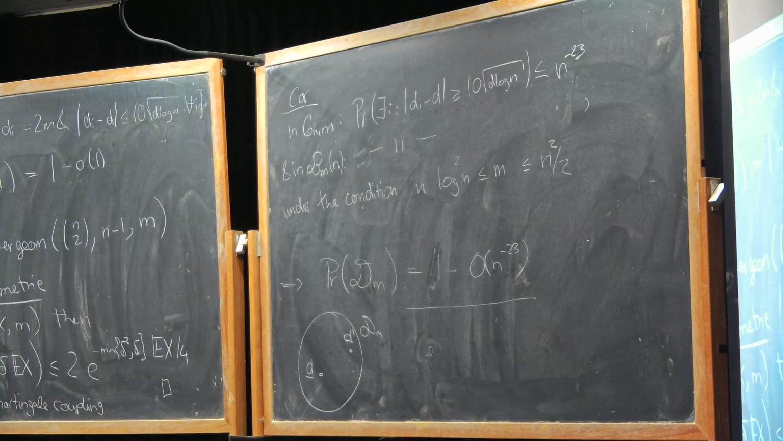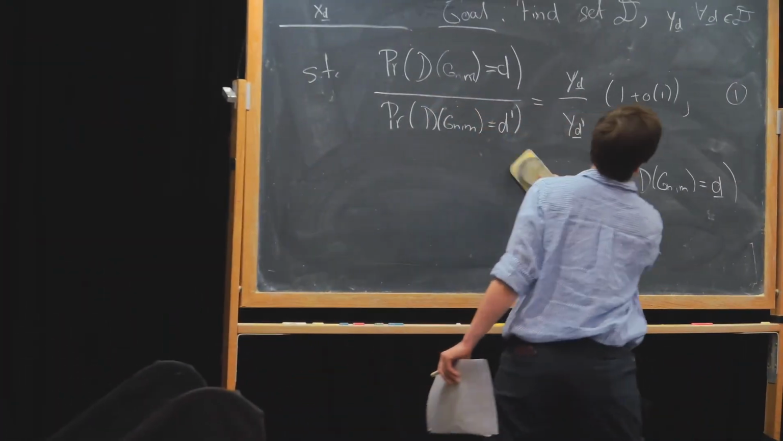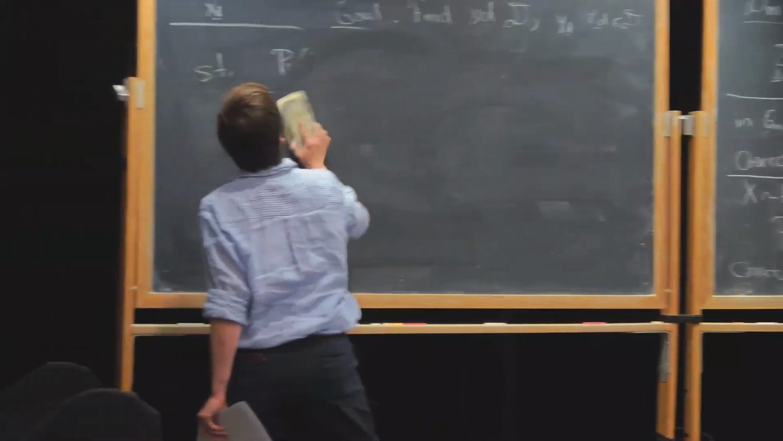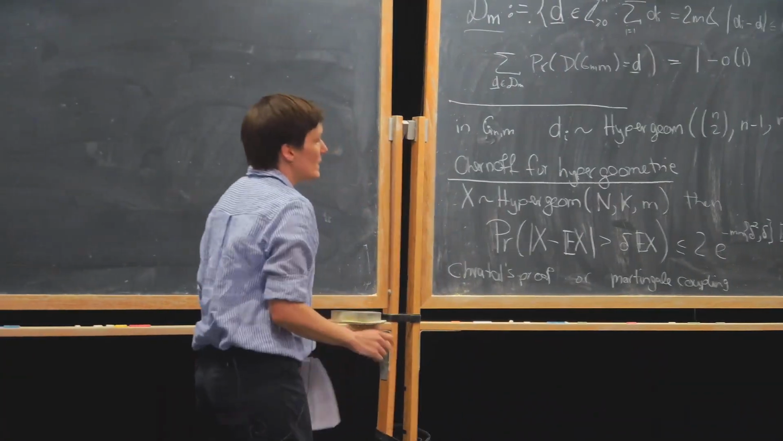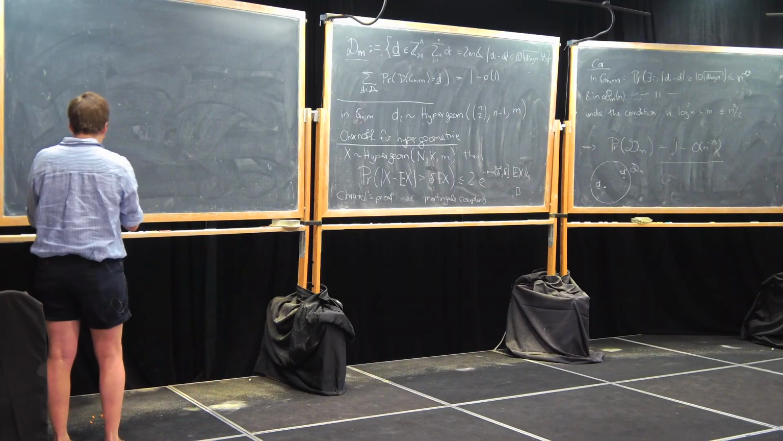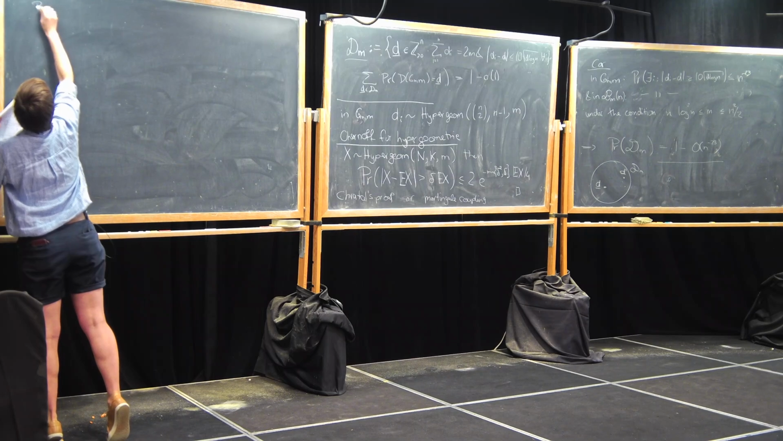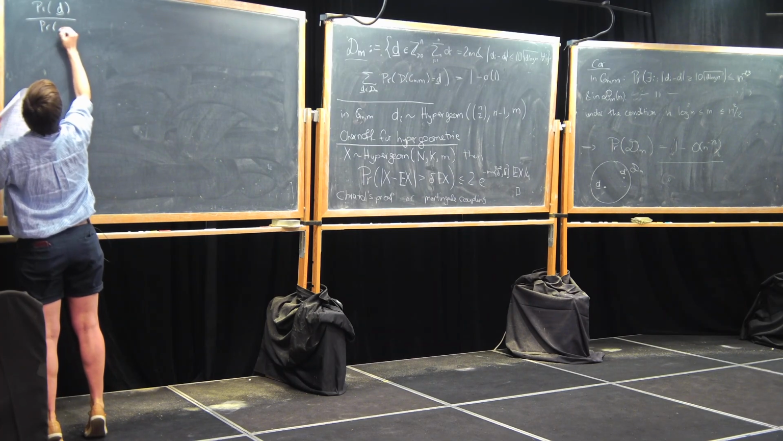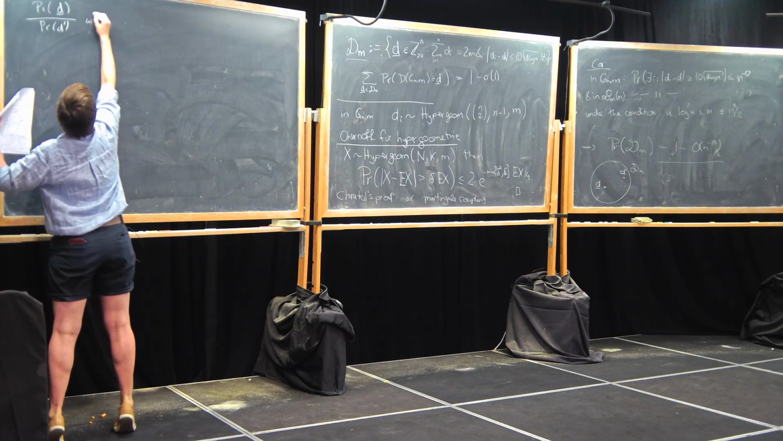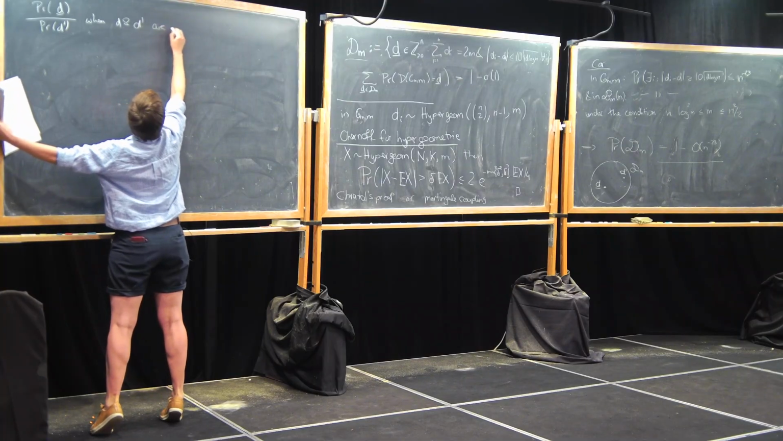Any questions on the concentration of degrees? Okay. So we will get very precise formulae for the probability of D over the probability of D prime when D and D prime are close.